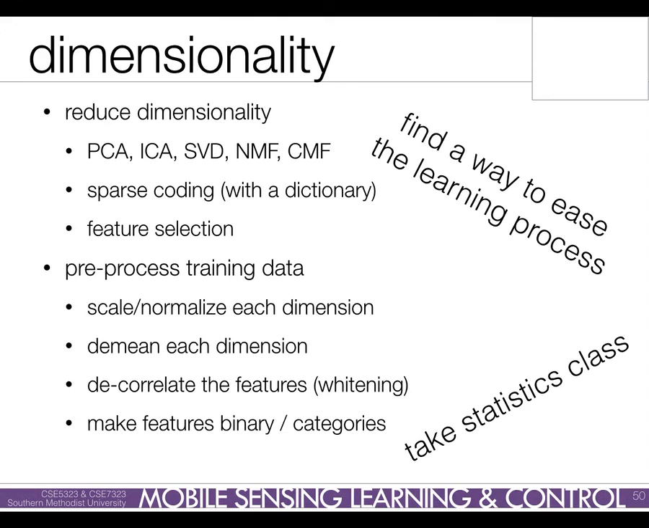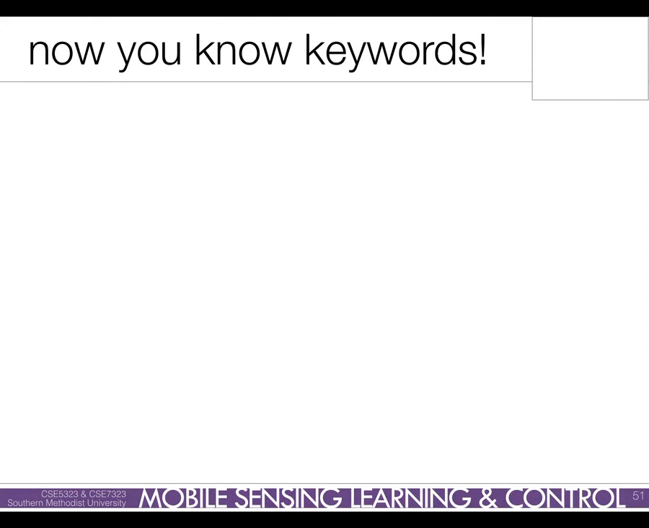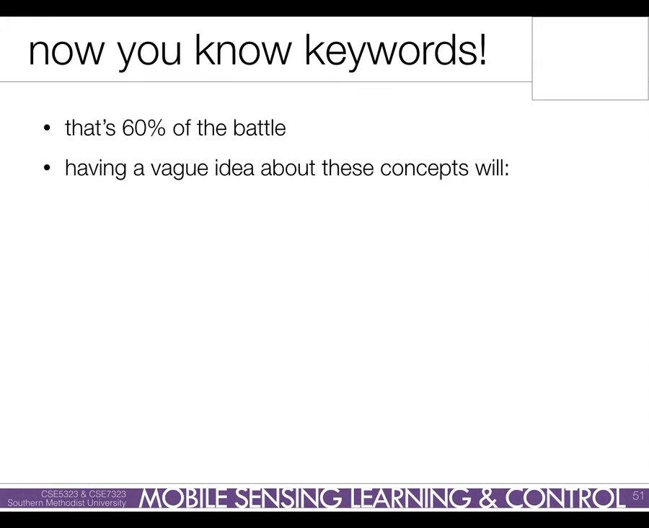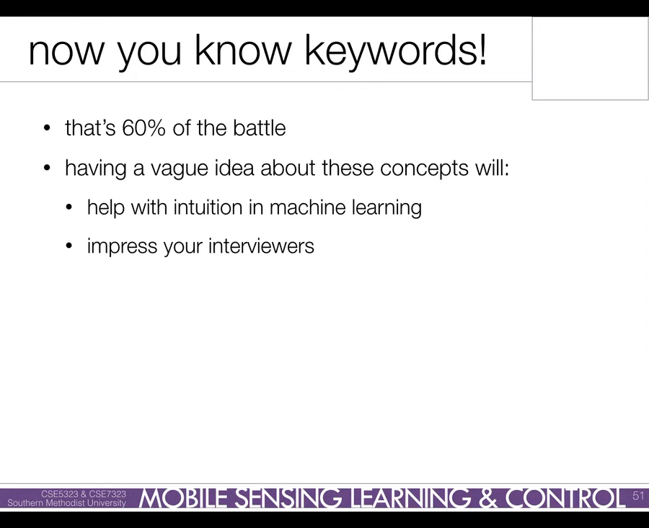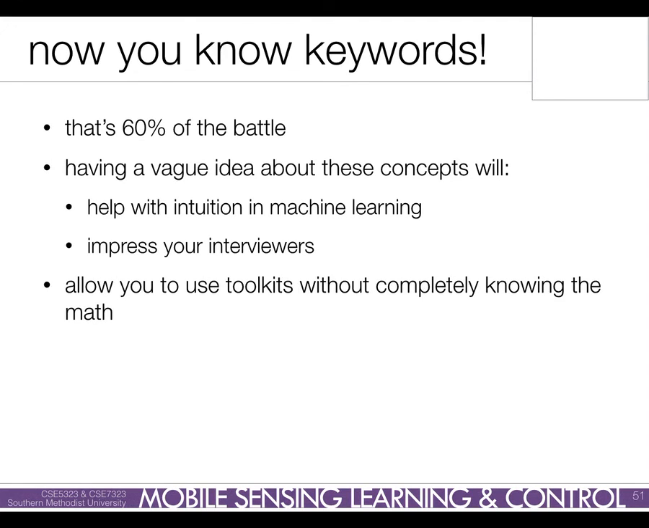Okay, moving on. Now you know keywords, okay? And that is 60% of the battle in machine learning, is knowing what the keywords are. Hopefully you have a vague idea about these concepts that's going to help you with the intuition in using machine learning. It's going to impress some interviewer that you might have in the future. It's going to allow you to use toolkits without completely knowing the math behind them.